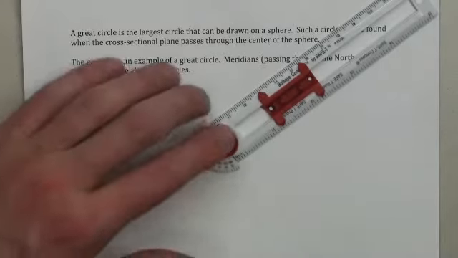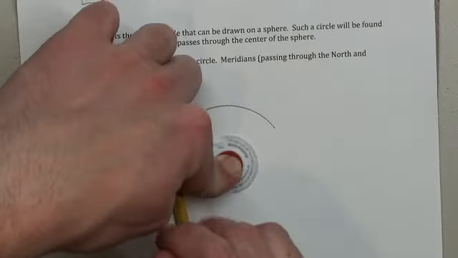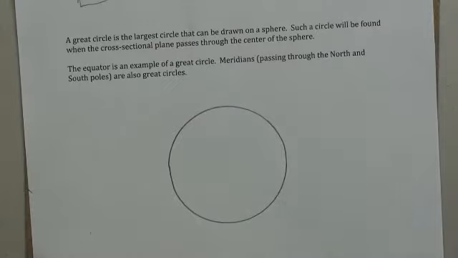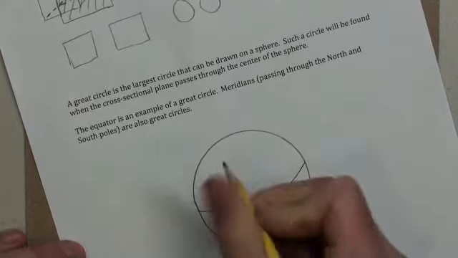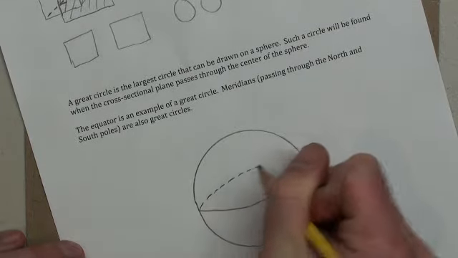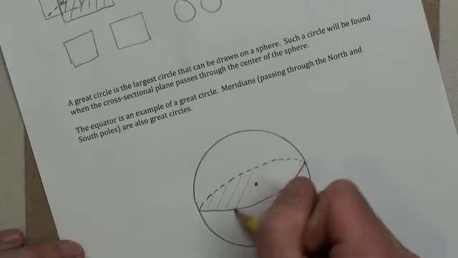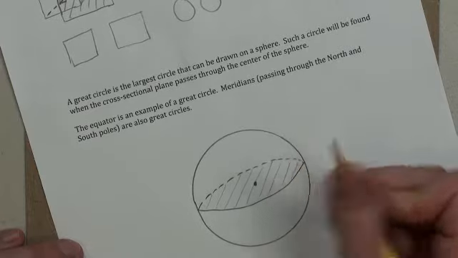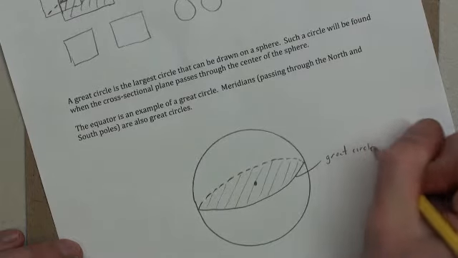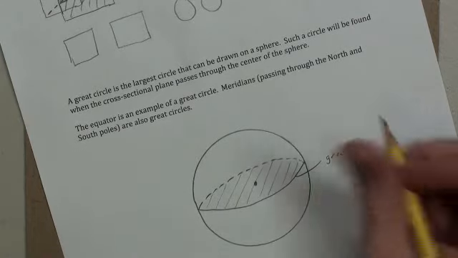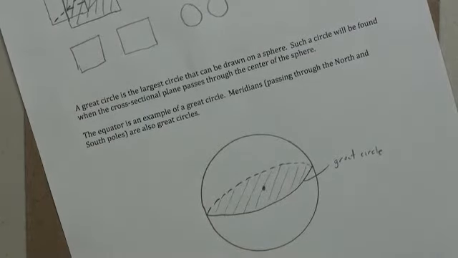So, let's try to draw a sphere. Let's draw a sphere again. Maybe we can draw a picture of this. Maybe not. Circle. Now, essentially this line that goes around the middle, and let's say it cuts right through the center, this would be a great circle. Okay? This line on the outside, well, let's just say it's that one. Okay?